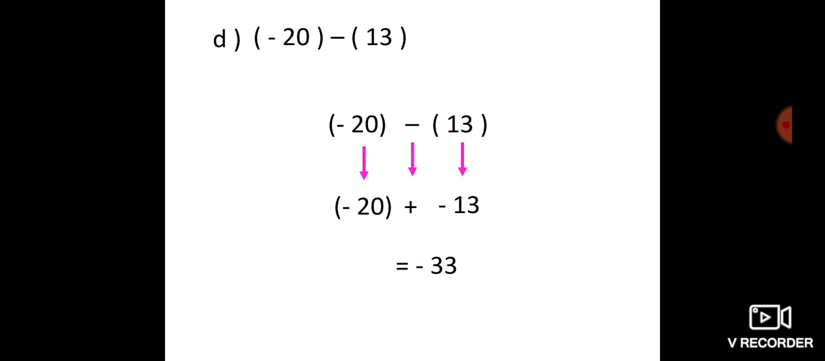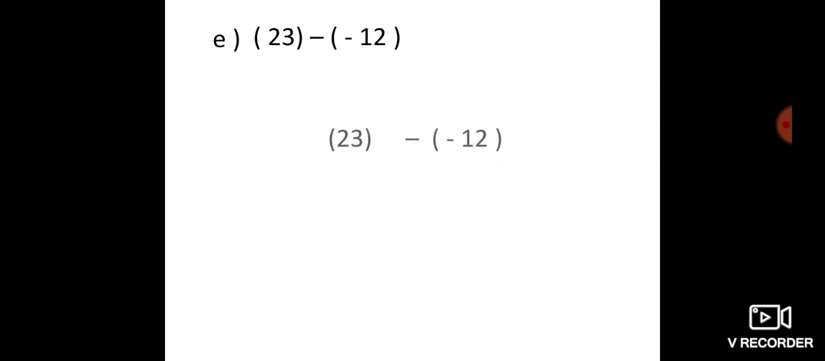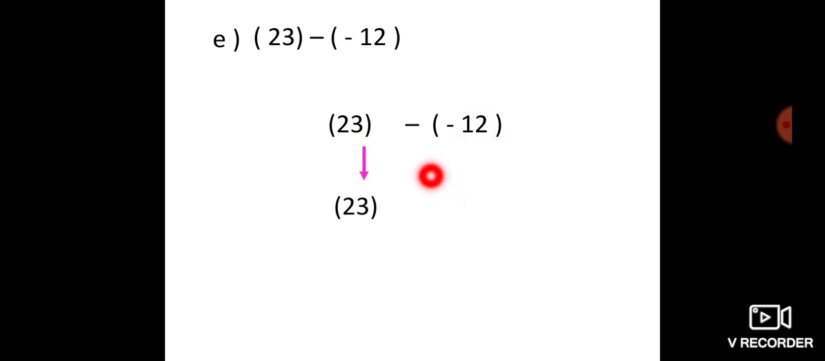So 20 plus 13, 33, sign is negative: minus 33. Next, E question, 23 minus 12. 23 is written as itself, no change. Then subtraction changes to addition. Minus 12 changes to its additive inverse, 12. This is very simple, positive numbers. We just add these two numbers. 23 plus 12, 35. Finish.